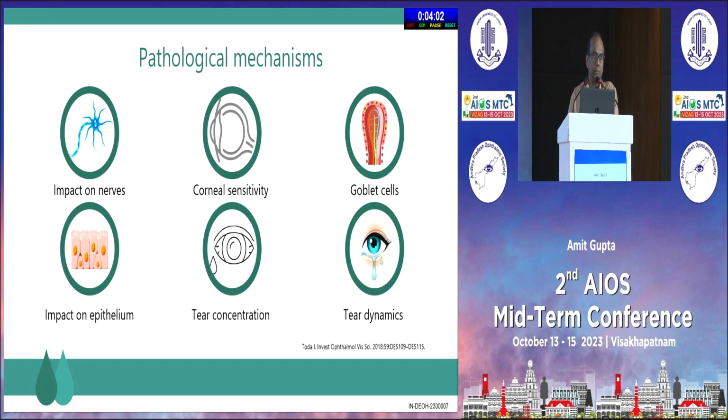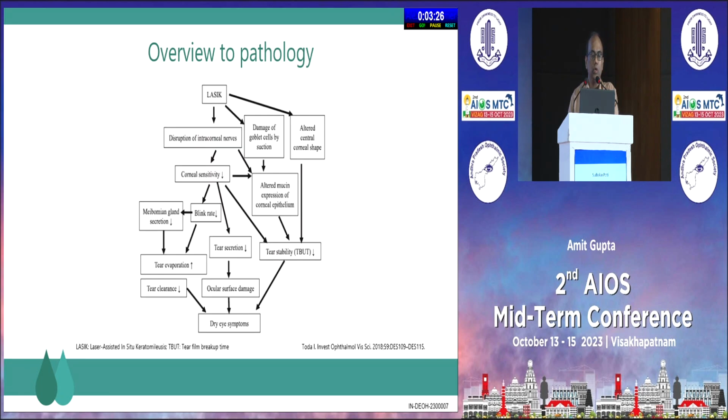So what are the pathological mechanisms involved in this? That will be the impact on nerves, which will impact the sensitivity. The goblet cells, because again, the nerves actually are cut at the corneal level, but somehow even the goblet cells come down significantly in the conjunctiva, though we still do not fully understand why they do. There's an impact on the epithelium, both the regeneration and the regularity of the epithelium, and that influences the T-BUT. The tear concentration is the final end result of all the pathologic mechanisms, causing increased osmolality and altered tear film dynamics, which is the fluorescent T-BUT. So this would be the overview of the pathology.